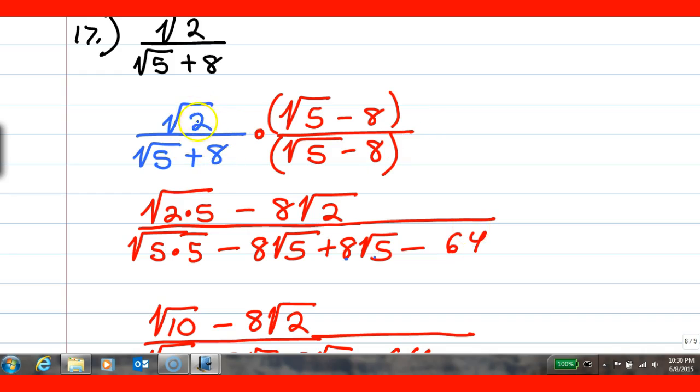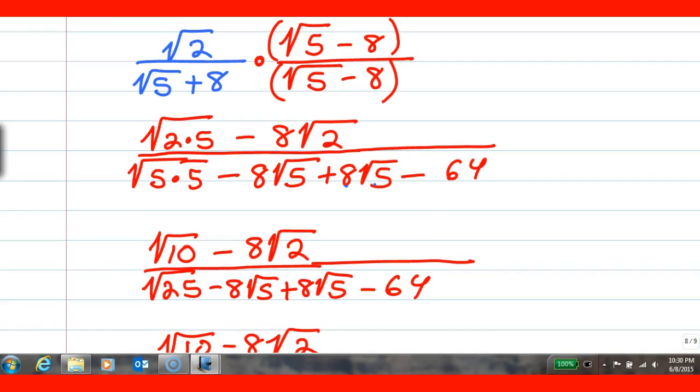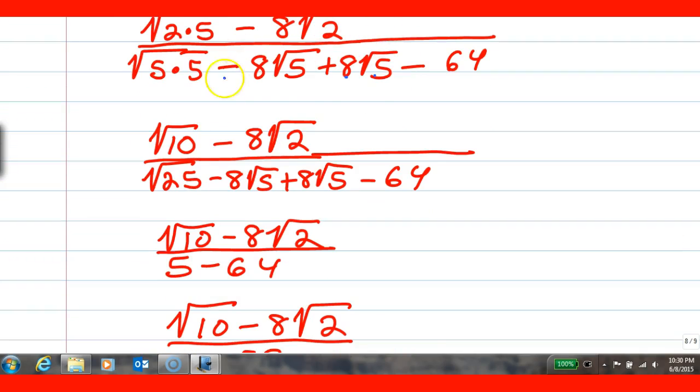I'm also going to do the same in the top, so I have the square root of 2 times the square root of 5, which is going to make a 2 times a 5. And then the square root of 2 times the 8, so I get a minus 8 square root of 2. Let's simplify this thing down. So these middle two terms cancel one another out, so they're gone.